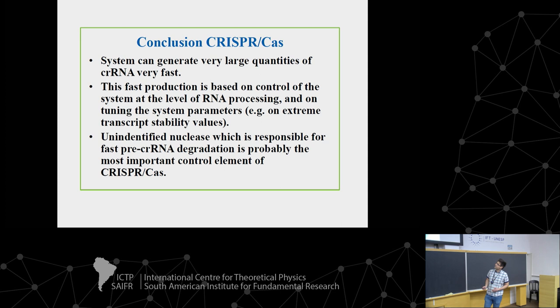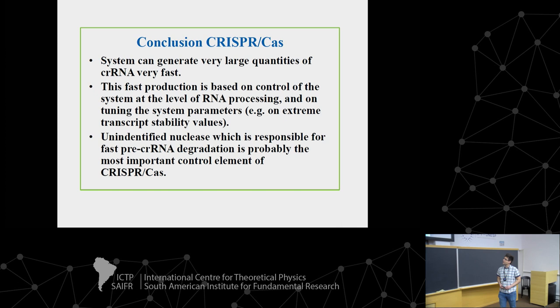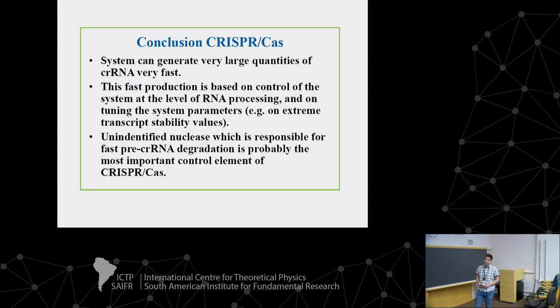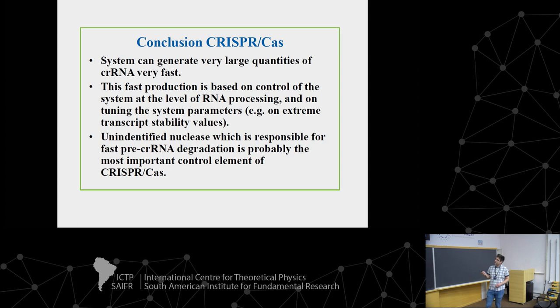Okay, so then the conclusion is that the system can generate very large quantities of crRNA very fast, and this fast production is based on control of the system at the level of RNA processing. In the last lecture, I told you that control does not necessarily have to happen at the level of transcription initiation. Here we have a nice example where control is exhibited at the level of processing of the transcript, and also on very careful tuning of the system parameters. So you have these extreme values of the degradation rates of the proteins. And also, very surprisingly, it is this unidentified nuclease which is responsible for fast pre-crRNA degradation, which is probably the most important control element in the system.